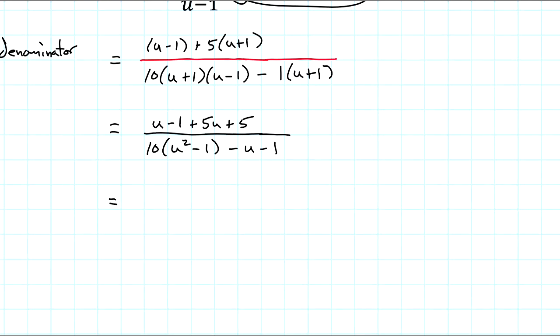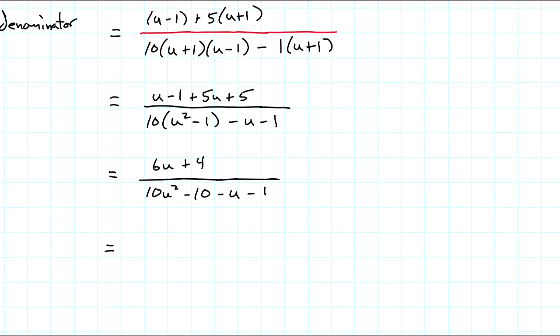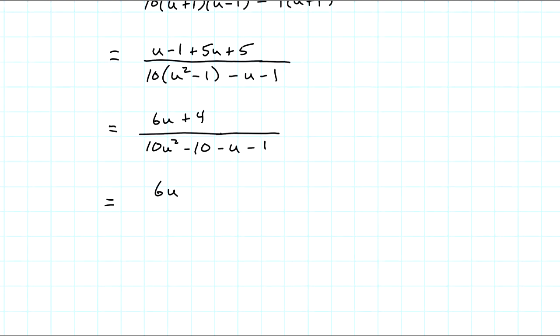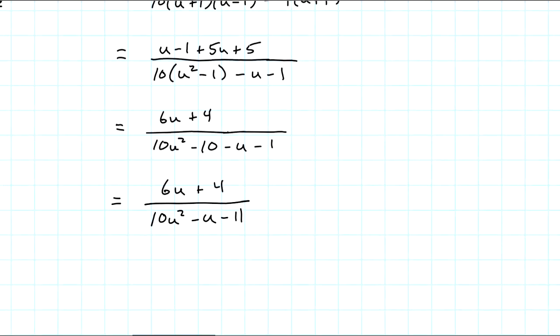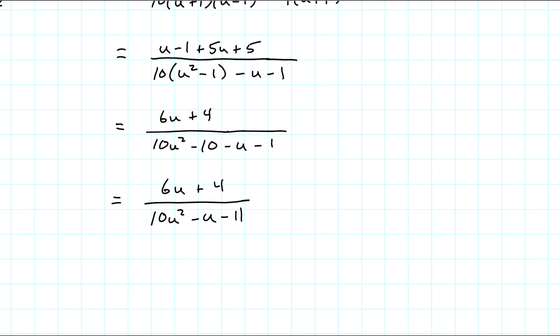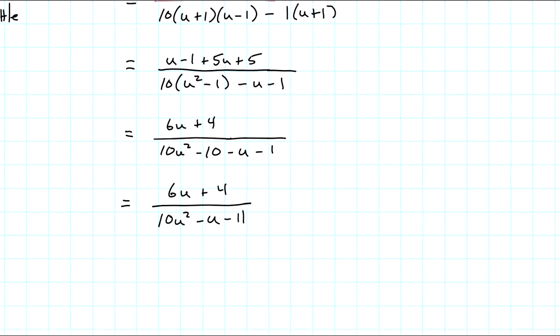I'm going to continue forward here. U plus 5u on top is 6u, and then we have a minus 1 plus 5 is plus 4. On the bottom, we're going to have a 10u squared minus 10 minus u minus 1. And then this will be equal to 6u plus 4 over 10u squared minus u minus 11. And I don't think that's going to factor at all, so we're going to call that good right there. You might try and factor that denominator, but I don't think we're going to get anywhere with that, so let's not worry about it.